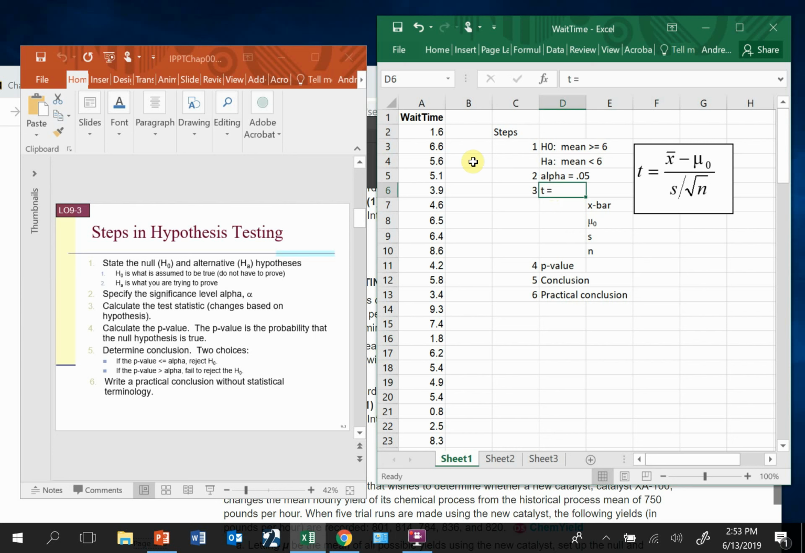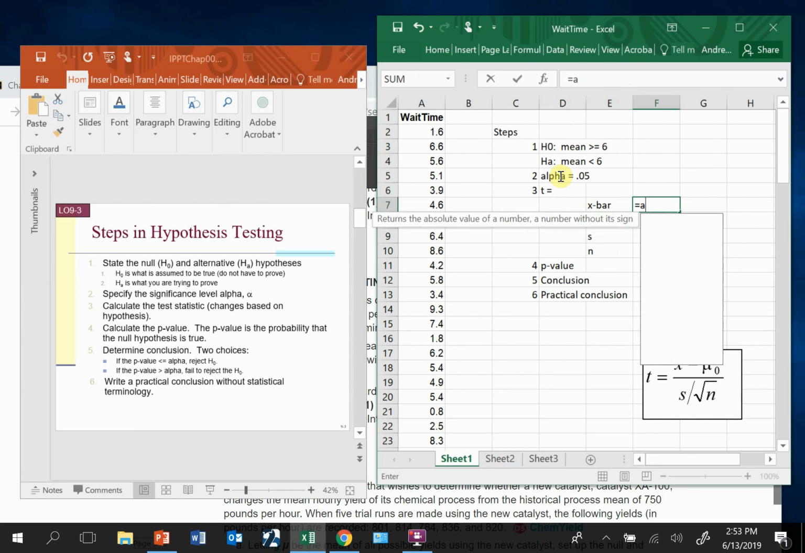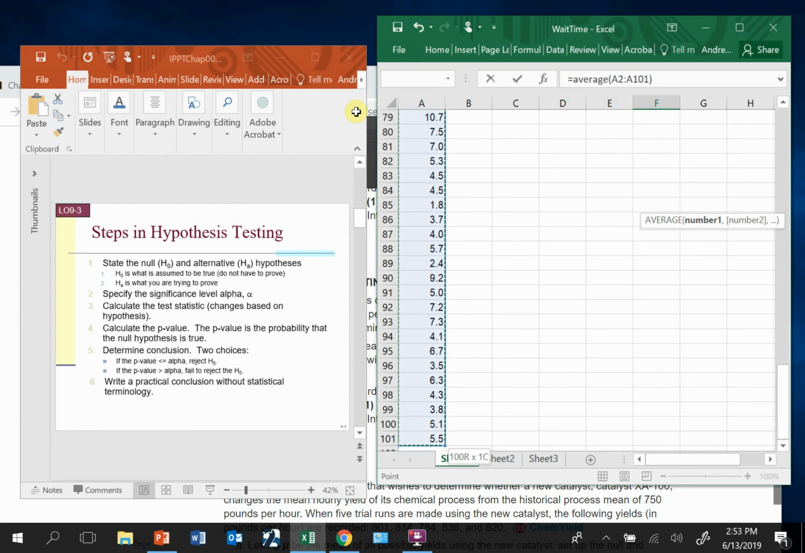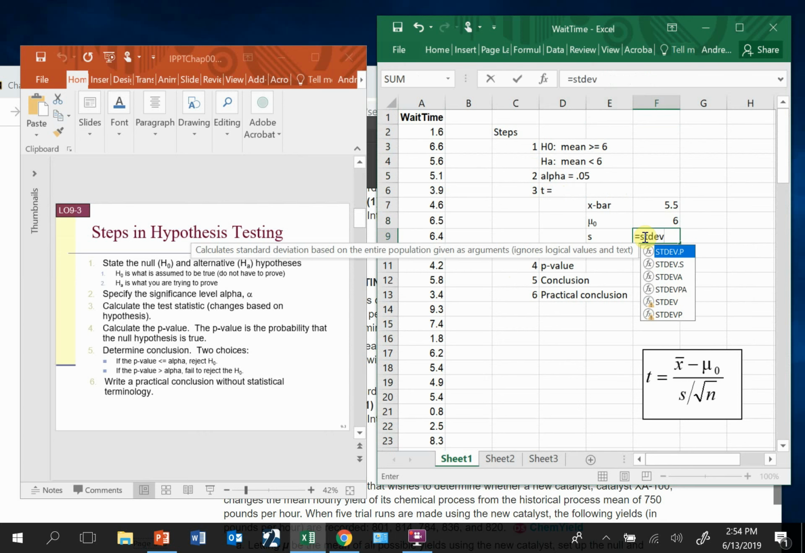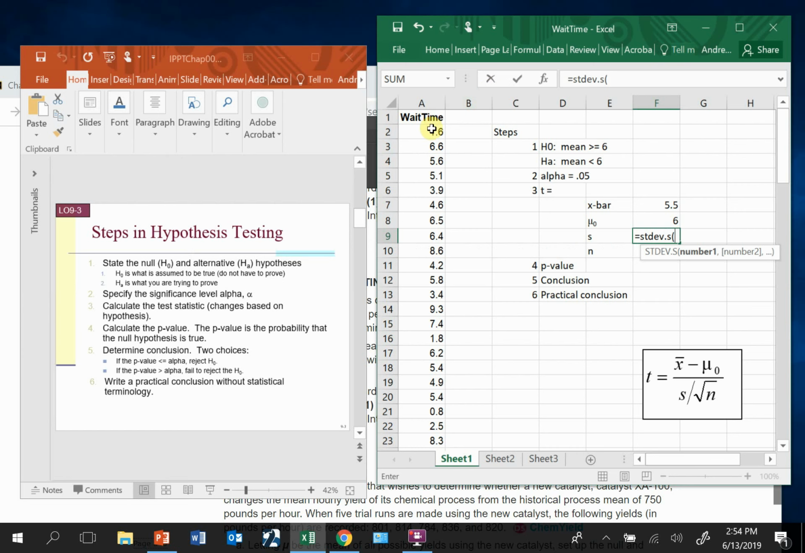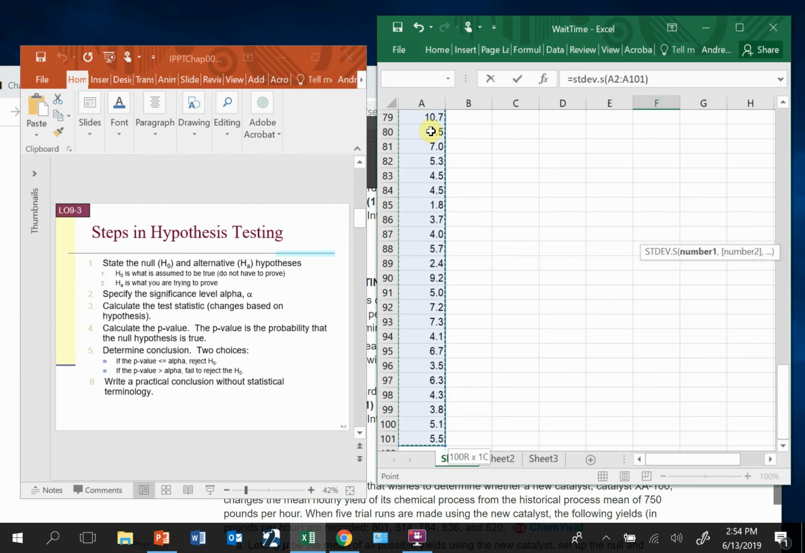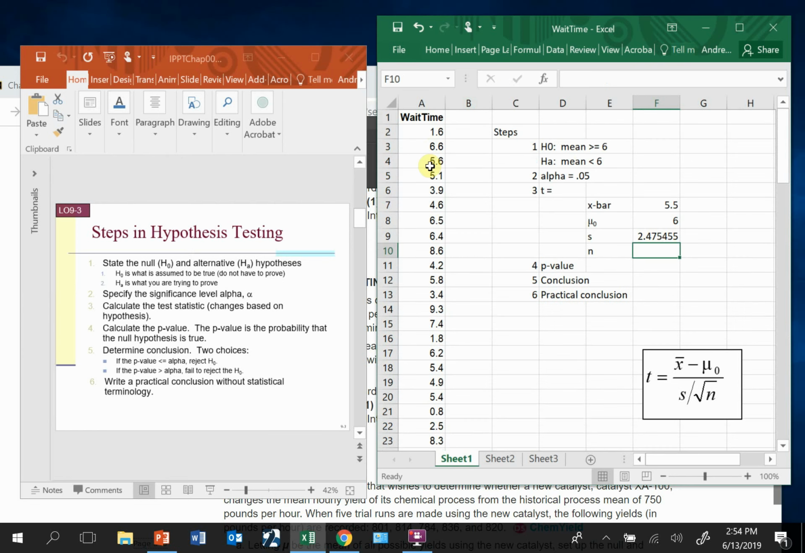Step 3 is go calculate your test statistic. I need to calculate the sample average. I know what this is. This is 6. There's my sample standard deviation and the mean. So let's go do that. The sample average is the average of these numbers. That's the data. This is 6. This is the standard deviation, STDEV.S. Go grab the data. And the sample size is the count of the data points.